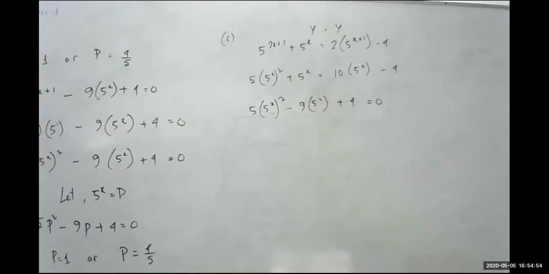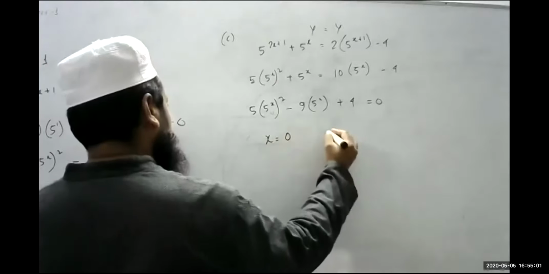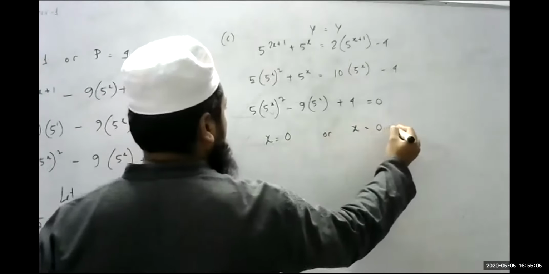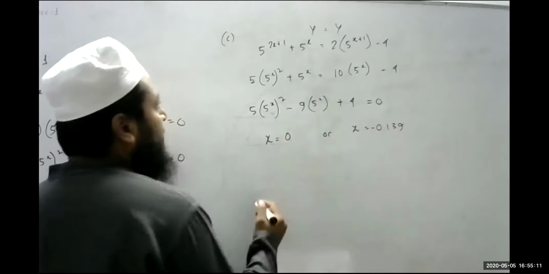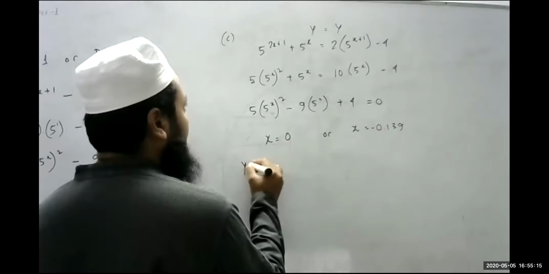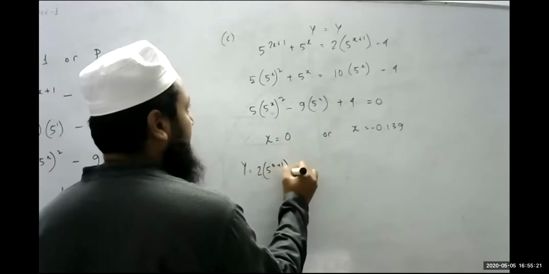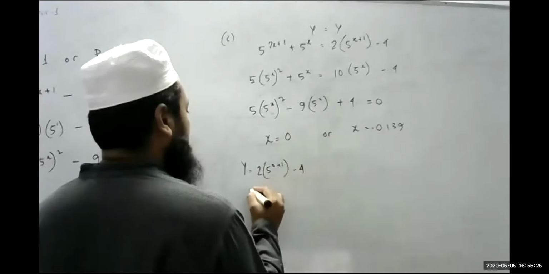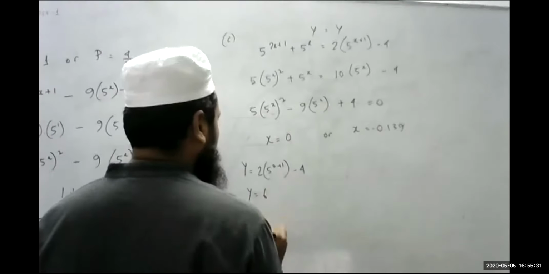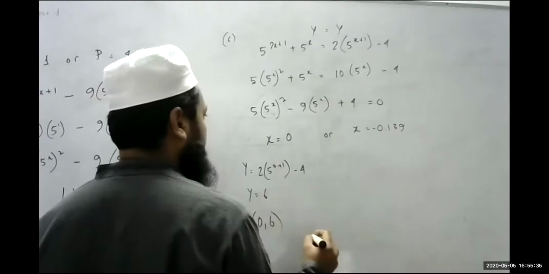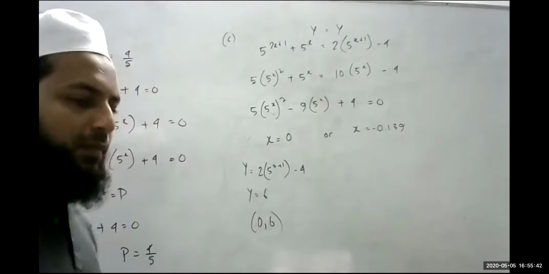Yes, sir. So p square minus 9p plus 4. x is equal to 0 or x is equal to minus 0.139. So you know the value for x, you find y by using any one of these. I'm going to use this equation. So y is equal to 2 times 5 to the power 0 plus 9, minus 4. So y from here comes 10 minus 4, that is 6. Which is y equals to 6. Right.